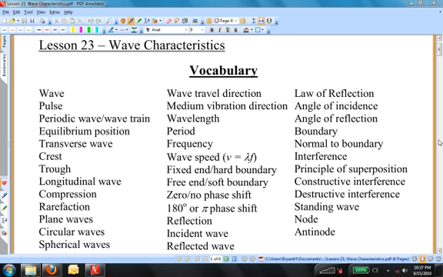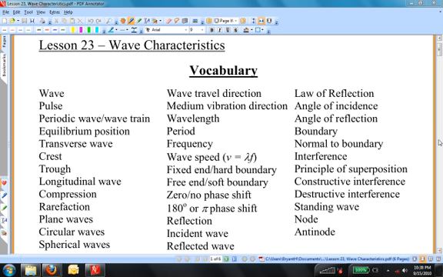Then we begin to talk about details of how the wave moves. So we'll talk about the wave travel direction, in other words, which way does the disturbance move, and the medium vibration direction, because the difference between transverse and longitudinal waves has to do with the relative motions of the wave travel and the medium vibration. We'll talk about parts of waves, including wavelength, which is a spatial characteristic, and period and frequency, which are time characteristics. And those things are related to each other through the wave equation. The speed of the wave is equal to the wavelength times the frequency.